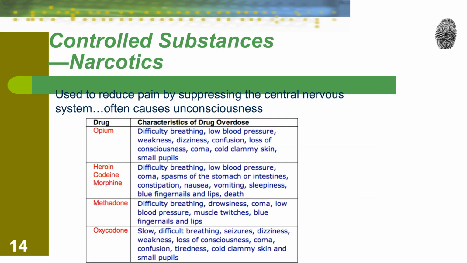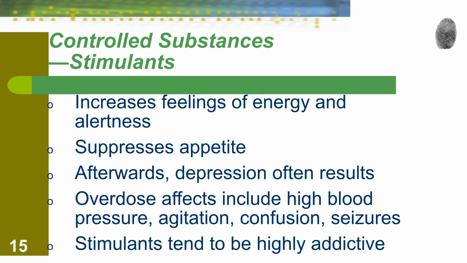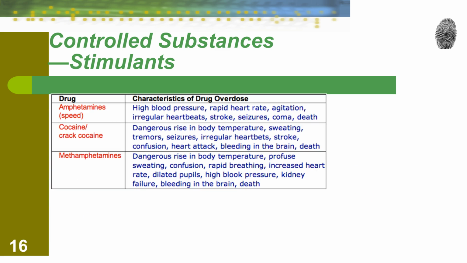Narcotics are used for pain relief by suppressing the central nervous system, often causing unconsciousness. Overdose characteristics for various narcotics are listed in this table. Stimulants increase energy and alertness while suppressing appetite. They are highly addictive. Overdose symptoms include high blood pressure, agitation, confusion, and seizures, often followed by depression. This table outlines the characteristics of drug overdose for stimulants such as amphetamines, cocaine, crack cocaine, and methamphetamines, which can include high blood pressure, seizures, and a dangerous rise in body temperature.